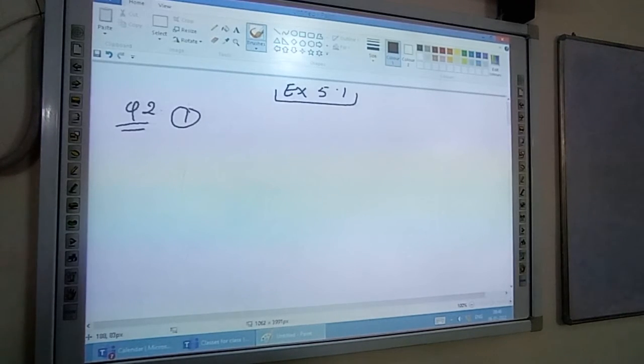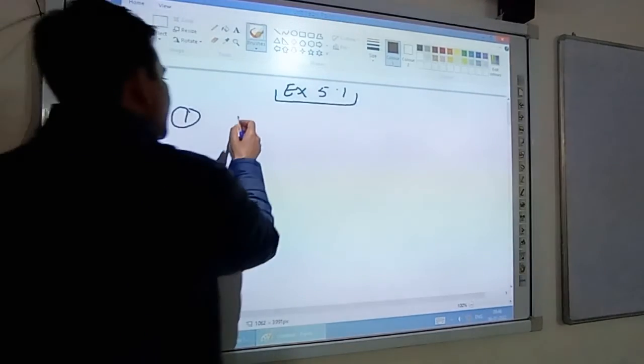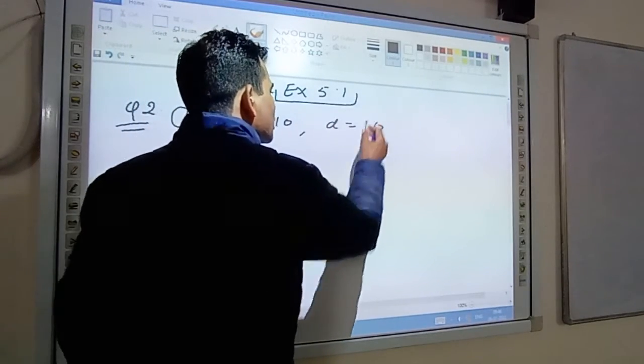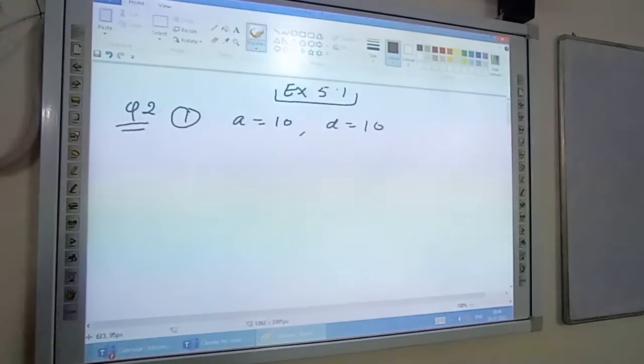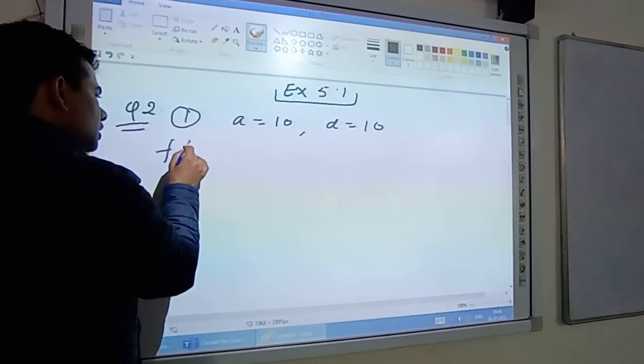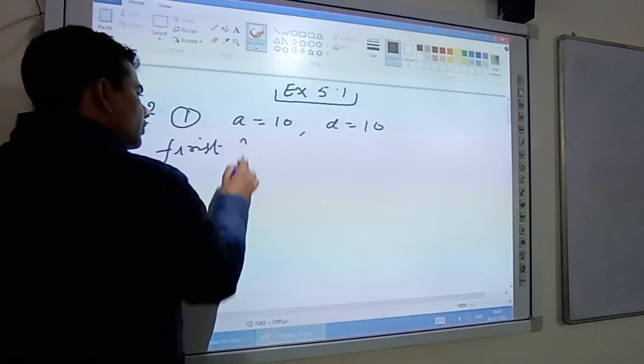Write first four terms of AP where the first term A and common difference D are given as follows. First part, A is 10, D is 10, given in the question. Now first four terms of AP.